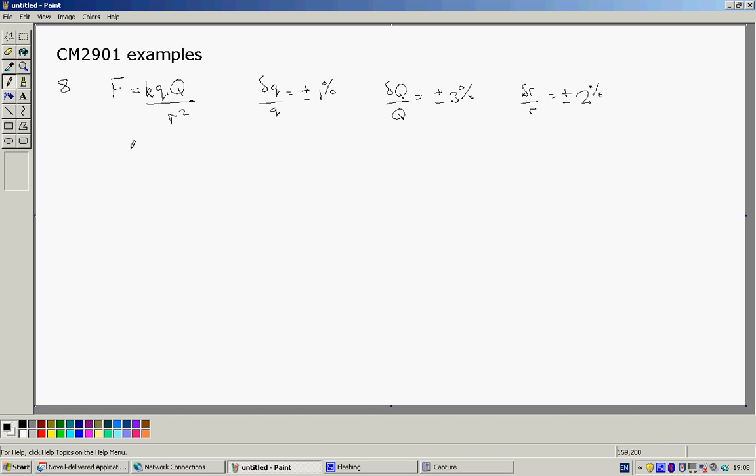And if you look in the formula sheet or in the notes on small changes under partial differentiation, we'll see that we can form an equation for delta f, the change in f, in terms of its partial derivatives: partial df by dq times delta q, plus partial df by dQ times delta Q, plus partial df by dr times delta r.